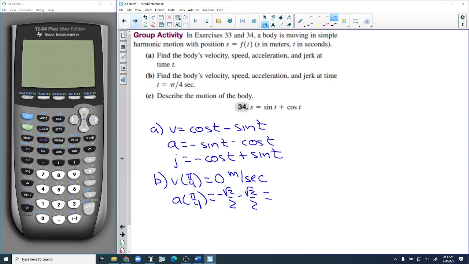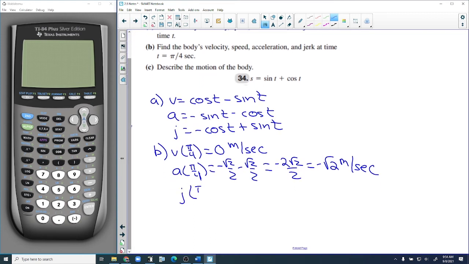When we plug it into acceleration, there's 2 of those, but it's negative. Negative 2 of these. And so it ends up being negative square root of 2 meters per second squared. So there's the acceleration. And the jerk, I think, are going to be opposites again. So negative square root of 2 over 2 plus square root of 2 over 2, that's 0. Oops, meters per second... oh, no, that's right. No, acceleration squared. And let's see, it's probably meters per second cubed.